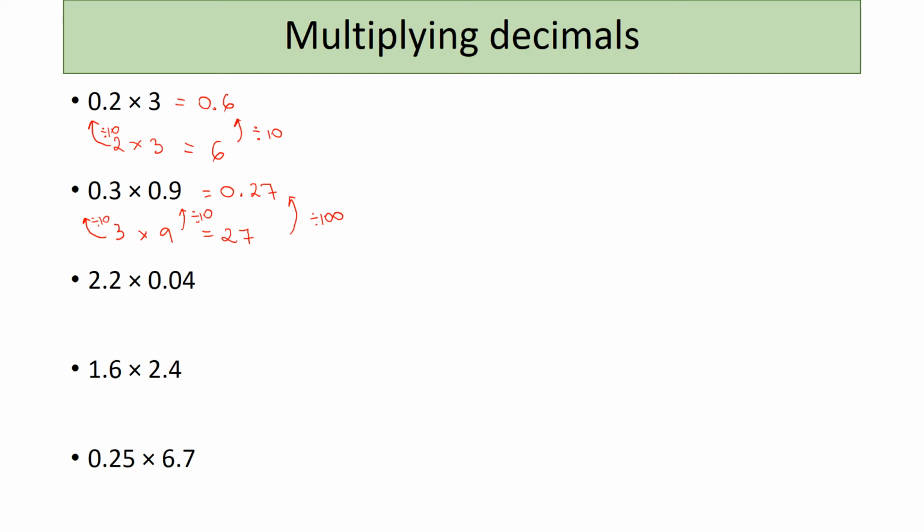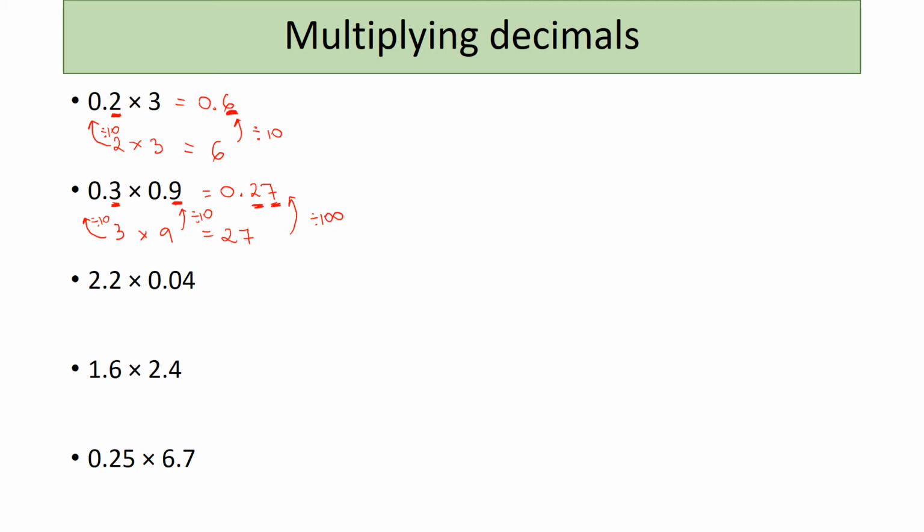Now, there is another way to think about it as well. You can think about how many decimal places you have in your question, and then you need to have the same number of decimal places in your answer. So when I go back to my first example, I have only one decimal place in my question, so I need only one decimal place in my answer. In the second question, I have one decimal place in the first number and another decimal place in the second number, so that is 2 decimal places altogether in my question. So that means I need 2 decimal places in my answer.